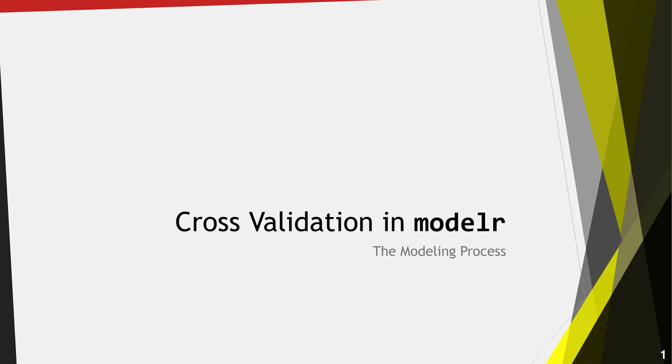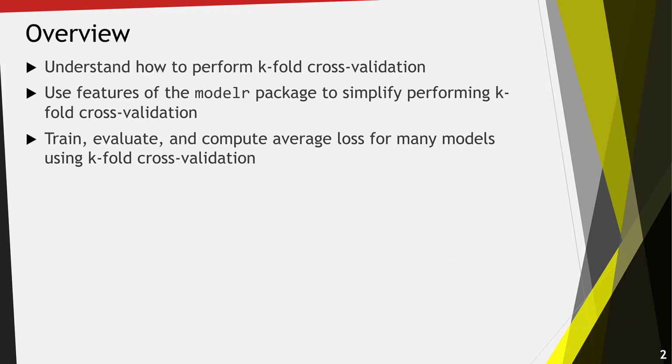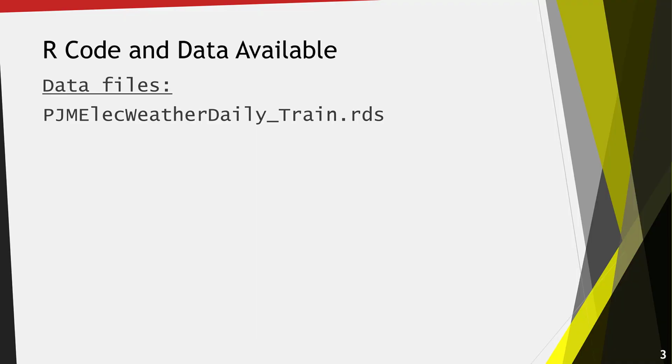This video will cover cross-validation using the modelr package. By the end of this video, you should understand how to perform k-fold cross-validation, how to use the features of the modelr package to simplify performing k-fold cross-validation, and how to train, evaluate, and compute average loss for many models using k-fold cross-validation. The R code and data used in this video are available on the Learning Management System.